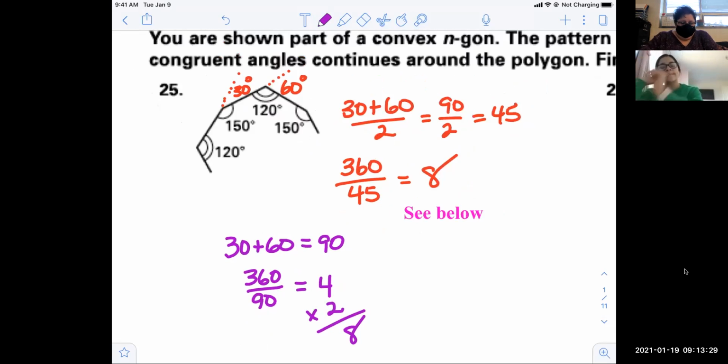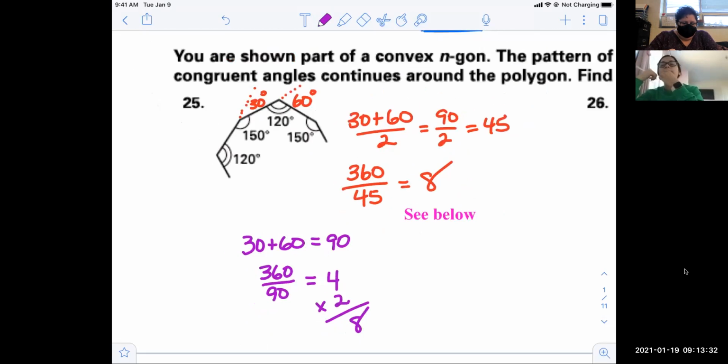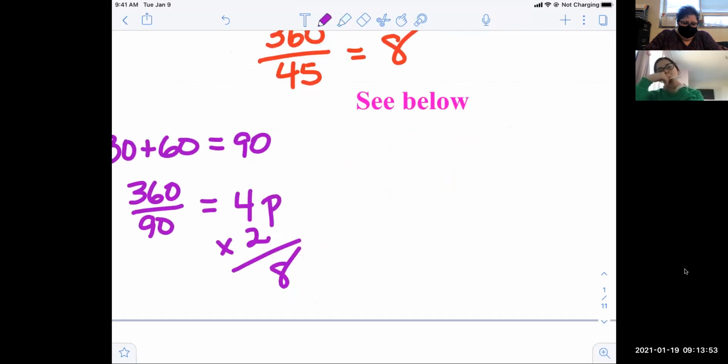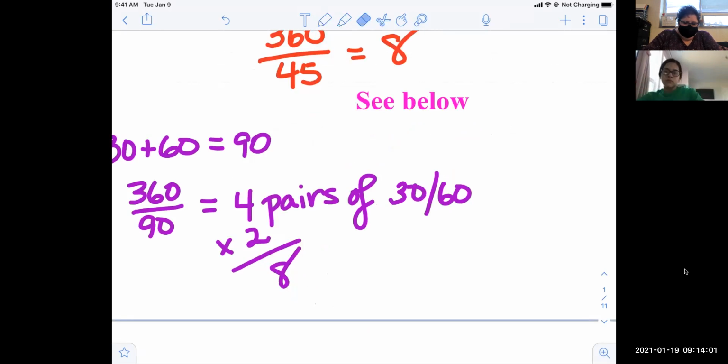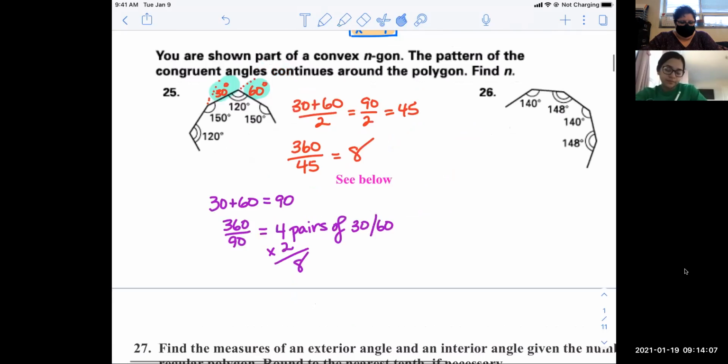Okay, you combine them into one, meaning that Paul was using, if you add 30 and 60 to get 90, he's kind of pairing those up, right? So he's saying there are 4 pairs of 30-60s, and then you have to double because you're taking those pairs and pulling them back apart.